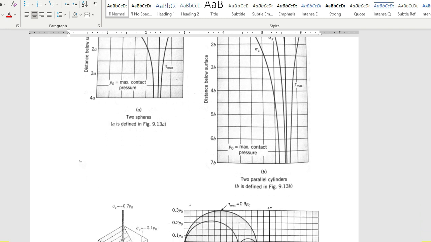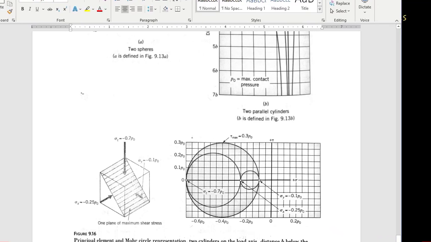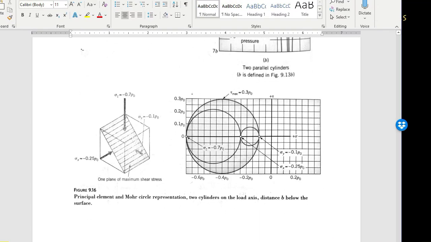So another thing that is interesting to look at is, I have to move this up a little bit so you can see it, and that is how the stress between cylinders develops. And when you have the cylinder-cylinder contact, you have the max compressive stress, which is sigma z, and it's about 70% of the pressure.